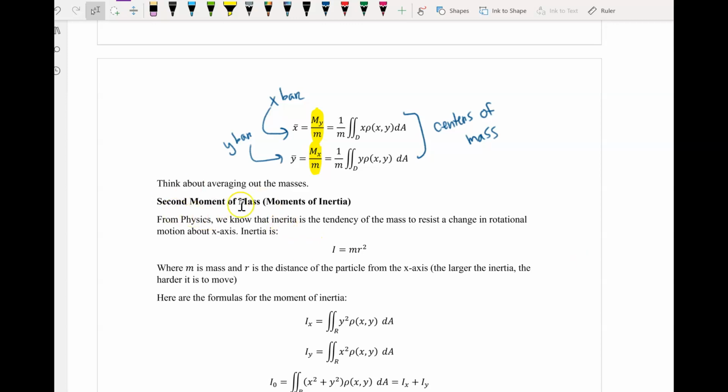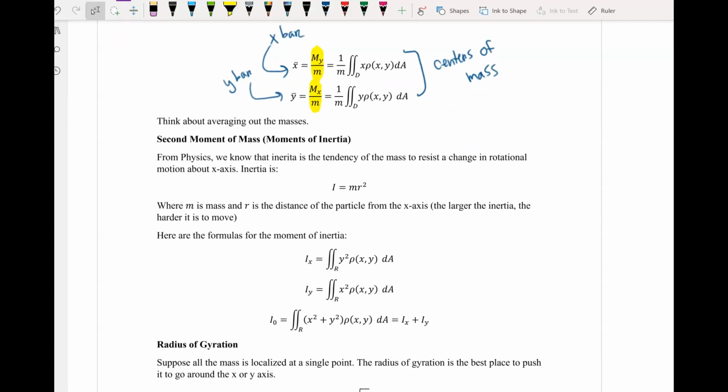Now let's talk about the second moment of mass, which is called moments of inertia. Here's where we're going to steal a formula from our physics friends. From physics, we know that inertia is the tendency of mass to resist a change in rotational motion about the x-axis. To quantify that, it's just the mass times r squared, the radius itself.